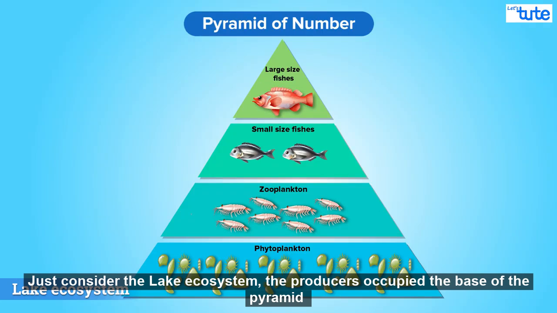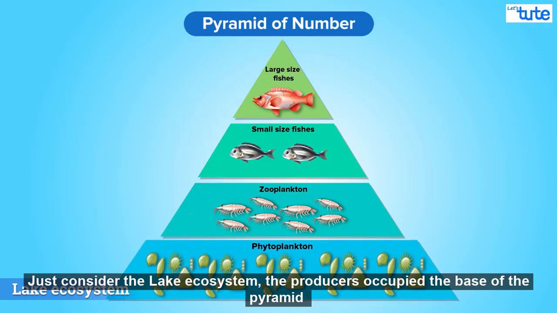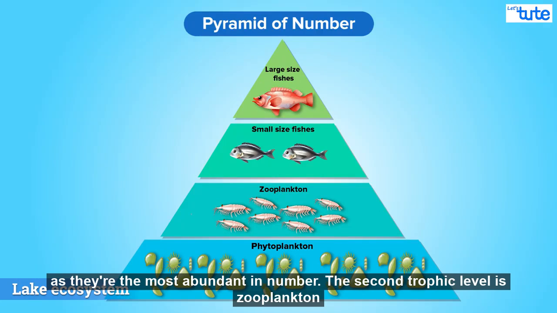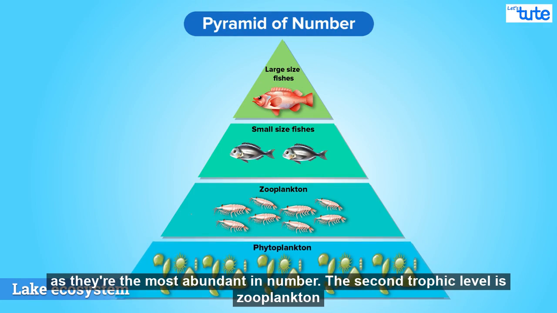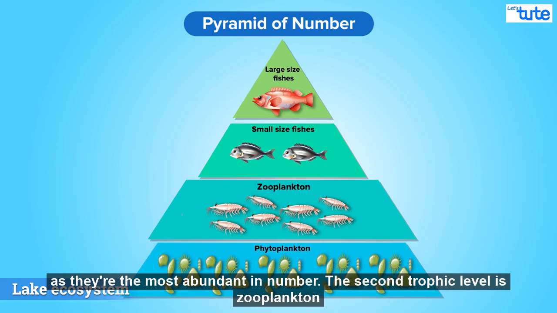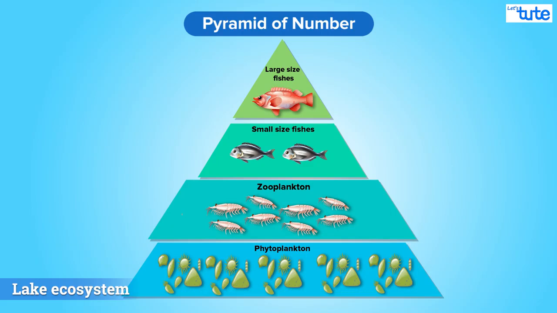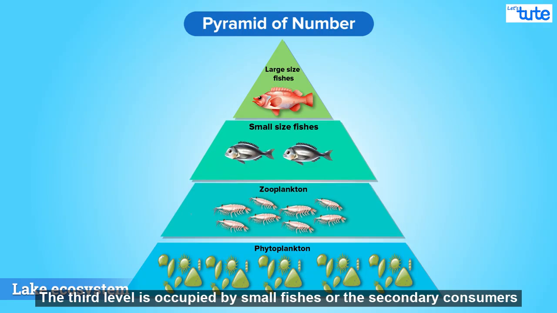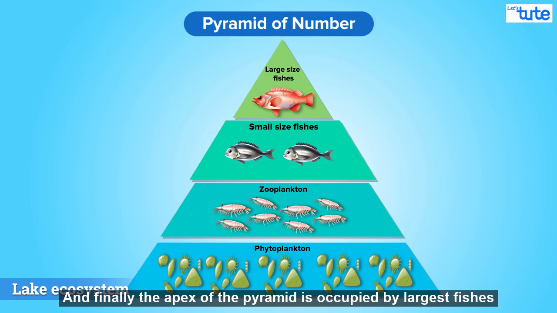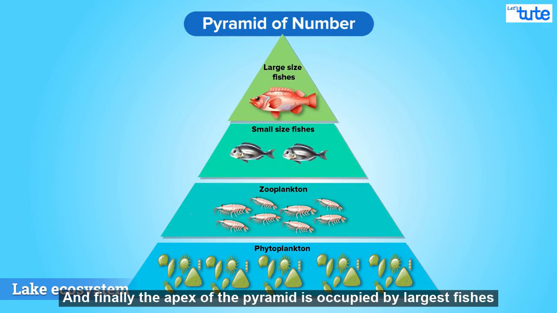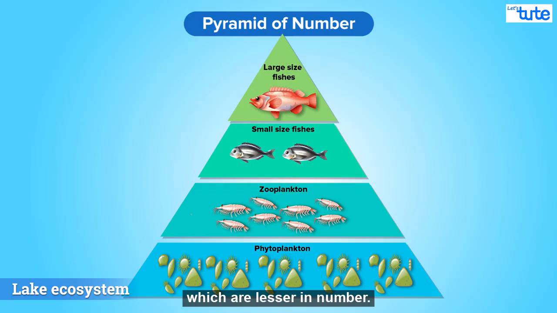The producers or diatoms occupy the base of the pyramid as they are most abundant in number. The second trophic level is zooplanktons, which are comparatively less in number, or other primary consumers. The third level is occupied by small fishes or the secondary consumers. And finally, the apex of the pyramid is occupied by larger fishes, which are lesser in number.